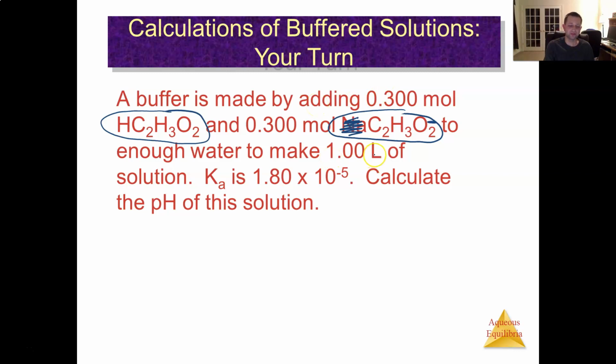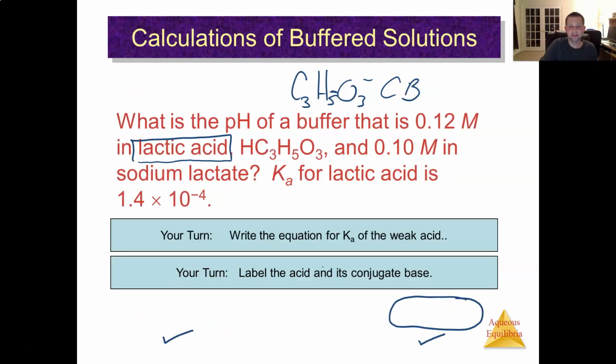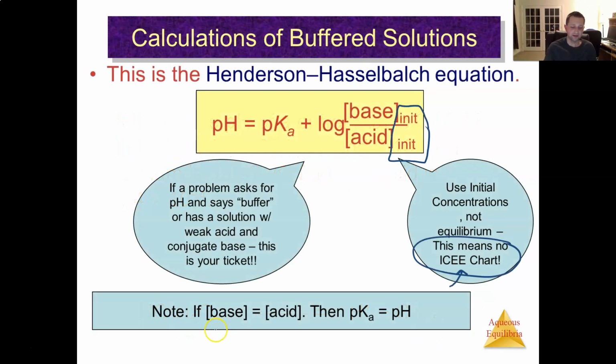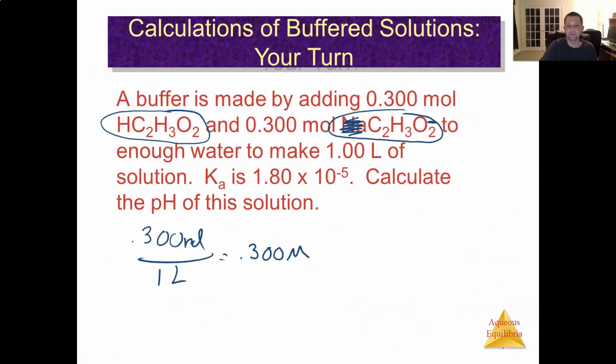And you're in a 1 liter solution, so we have 0.300 moles per liter, obviously, because it's a 1 liter solution. So both of these have an initial molarity of 0.300 molar. And go back to one of our shortcuts a couple slides ago. If the concentration of base equals the concentration of acid, then the pH is equal to the pKa. So we have that situation here. Both my acid and base have the same concentration, so my pH is equal to my pKa.